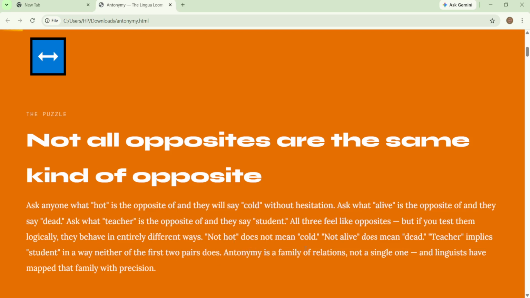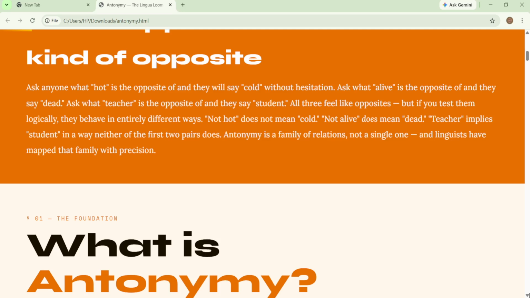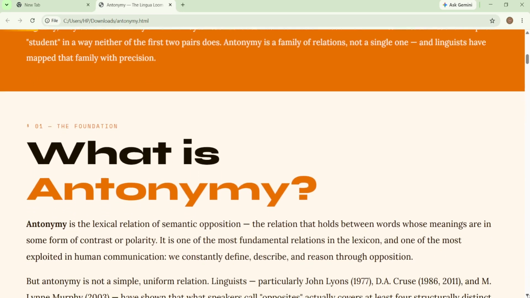Not hot does not mean cold. Not alive does not mean dead. So teacher implies student in a way neither of the first two pairs does. So antonymy is a family of relations, not a single one, and linguists have mapped that family with precision. So let's look at it. What does it actually mean that not all opposites are the same?